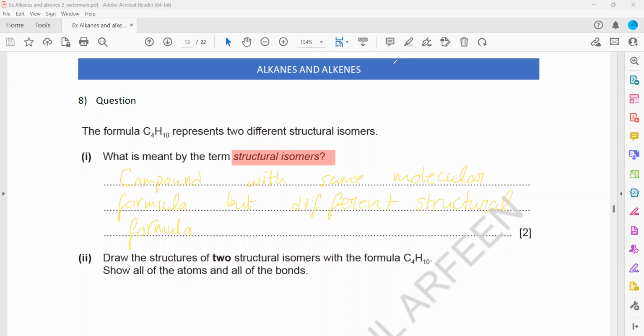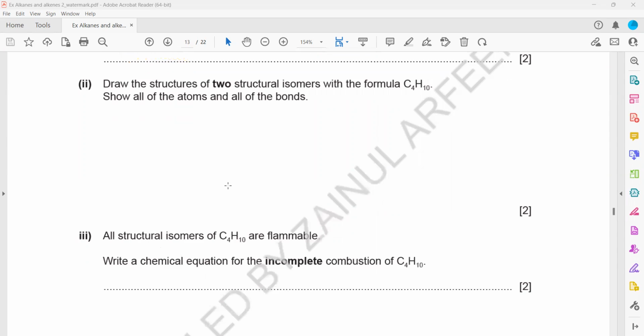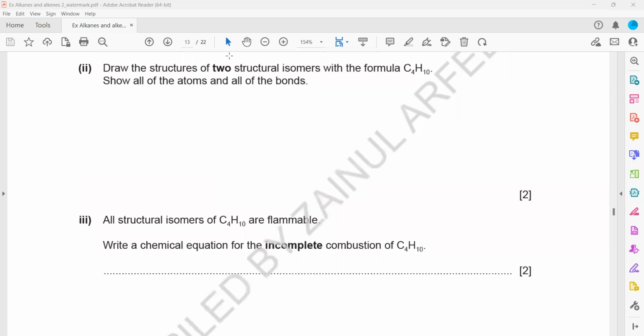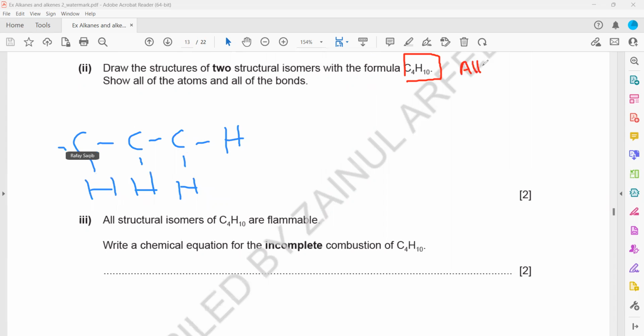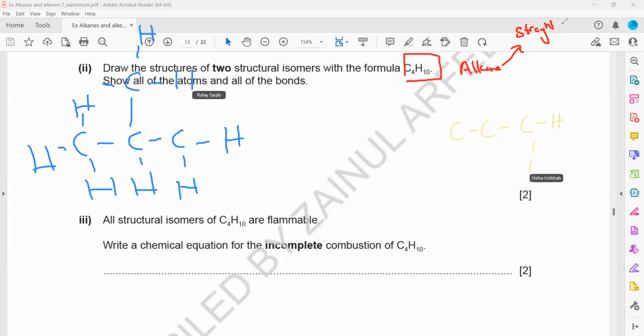We can draw butane and 2-methyl propane. This is an alkane, so propane will be there. So C4H10. You have to show all the atoms and all the bonds. So four carbon atoms first, because it's an alkane. How to draw an isomer of an alkane, as I explained to you: whenever you are drawing an isomer of an alkane, first draw the straight chain and then draw the branched.